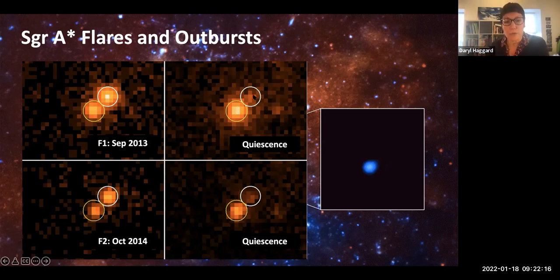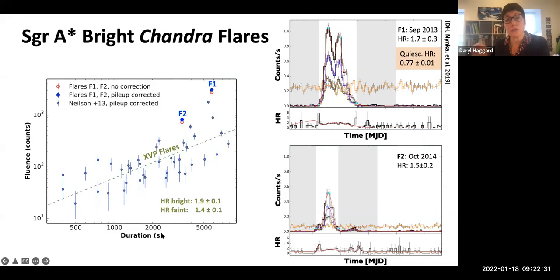And I can also show you, if we just subtract that flare emission off, what the supermassive black hole looks like in so-called quiescence. So this is when it's not actively flaring. And then this is a second bright flare at the bottom. This one was in 2013 and this one was in 2014. So we can use these very bright flares.